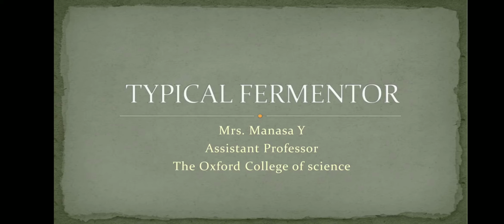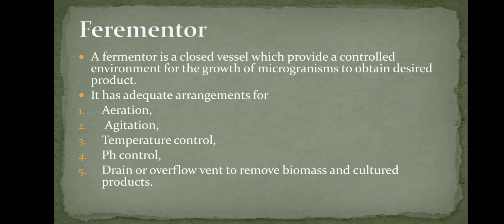Hello everyone, in this video let us learn about the stirred aerated fermenter, which is an example of a typical fermenter used in most of the industry. So moving on to the fermenter: a fermenter is a closed vessel which provides a controlled environment for the growth of the microorganism to obtain the desired product.